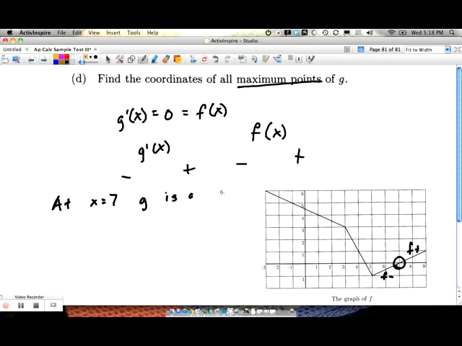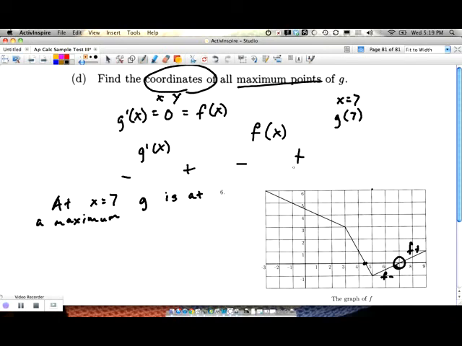Ooh, there's something we're missing here. I don't know if you guys are catching it. But it says find all coordinates, not just the x value, but also the y value. So we have to not only know that it's x equals 7, we got to find g of 7. Wow. Well, actually, no, that wouldn't be. Find coordinates of all maximum points of g. Ooh, let's take a step back here. You guys are going to hate me for a second.